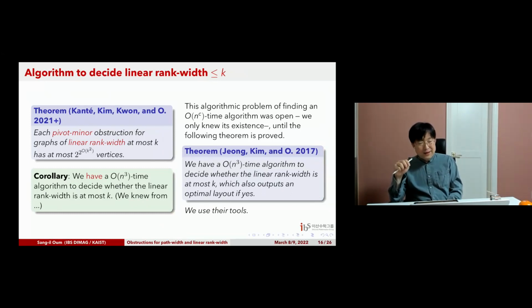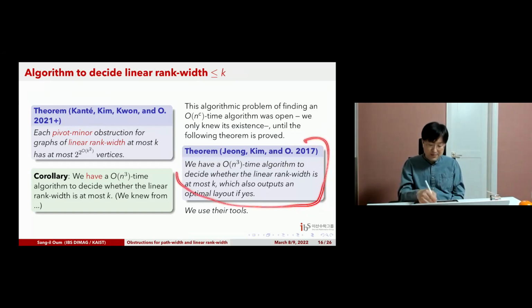And in the same paper, we also proved that for Matroid path width, we have an algorithm to decide whether or not the path width of a matroid is at most k, and find the optimal linear layout if the matroid is represented over some fixed finite field. And not only is this result related to us, but actually we use their tools.